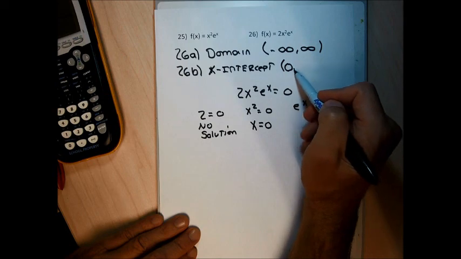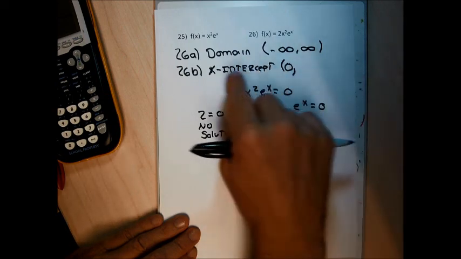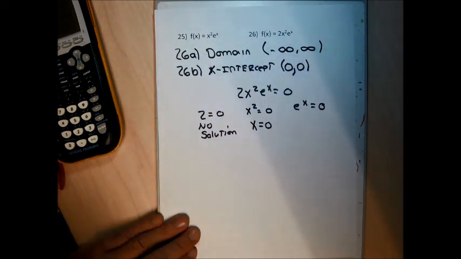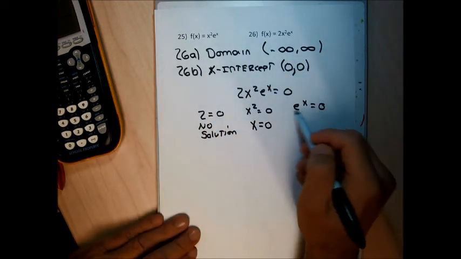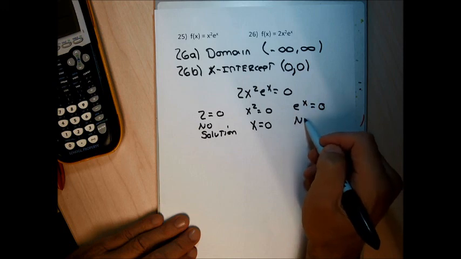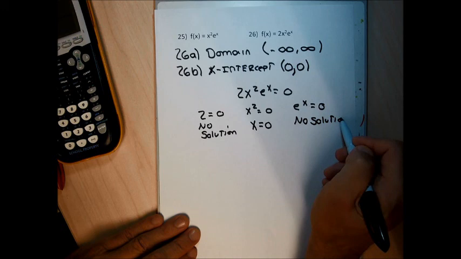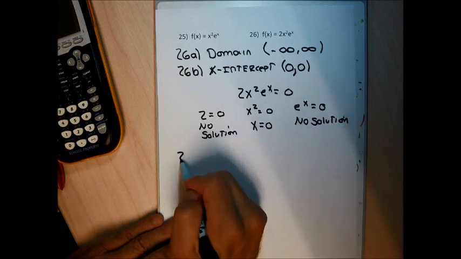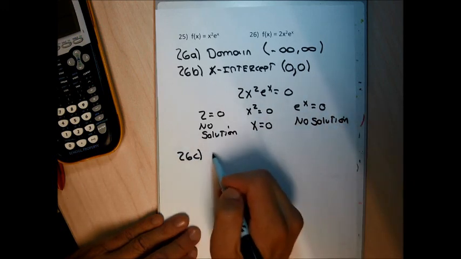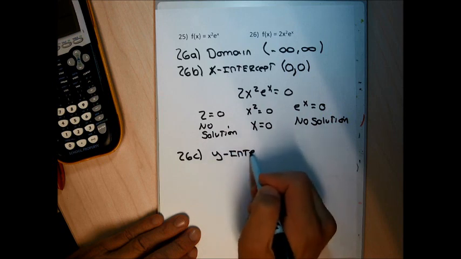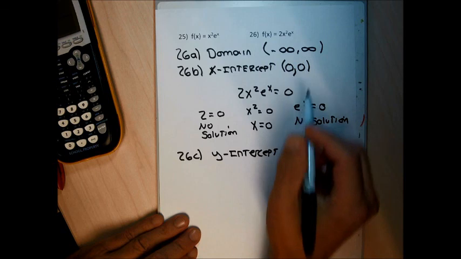And always the letter that's unnamed, y is unnamed, its coordinate has to be 0. The opposite letter always has a 0 for its coordinate. And for the e to the x equal to 0, we know that gives no solution. So the only x-intercept is going to be the origin point 0, 0. I'll plot that in a second, but let me do the y-intercept before I actually start my graph. For the y-intercept, I'm going to plug 0 in for the x's into this function.